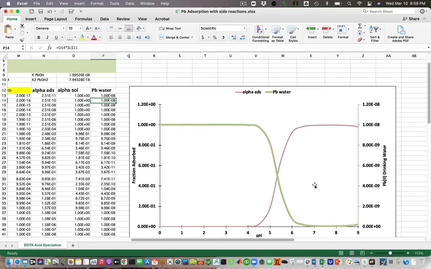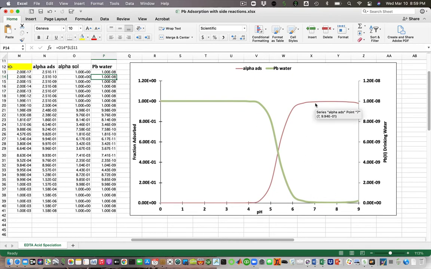And I've got a plot now. The pink line is the fraction of lead that's absorbed onto the surface, and it uses the left axis. So my fraction is very low until I get to about 4.5, and then it rapidly increases. We call this the absorption edge. And then it levels out at a value of 1. So this plot says that above a pH of 6, alumina is a very good solid phase for the absorption of lead.